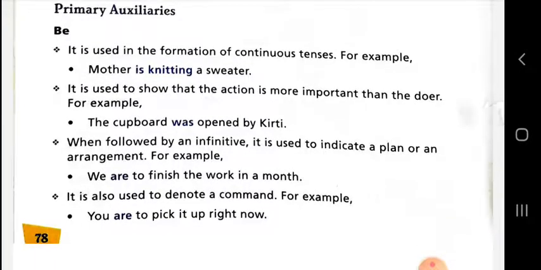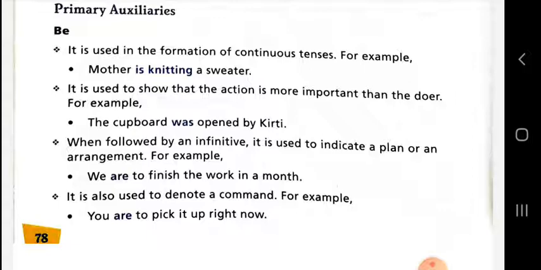Second point, it is used to show that the action is more important than the doer. The cupboard was opened by Kriti. Next point, when followed by an infinitive, it is used to indicate a plan or an arrangement. We are to finish the work in a month.